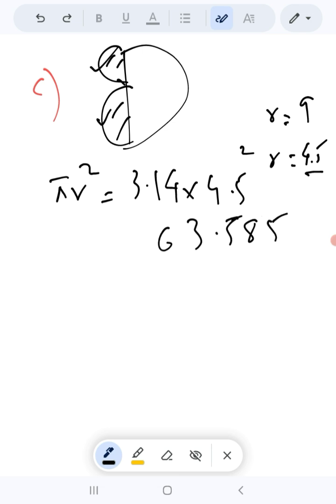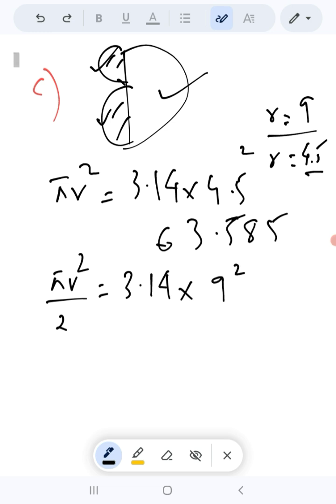63.585. Okay, now considering my bigger semicircle, what's going to be the formula for that? Pi r square upon 2 equals 3.14 multiplied by the radius, that is 9 now, because this is the bigger semicircle, upon 2. Now 9 square is 81, so 3.14 multiplied by 81, divided by 2. What do I get as my answer over here? 127.17.